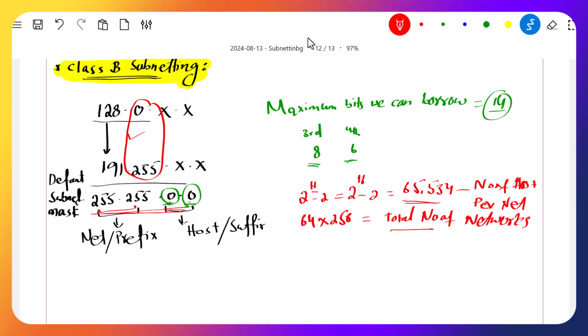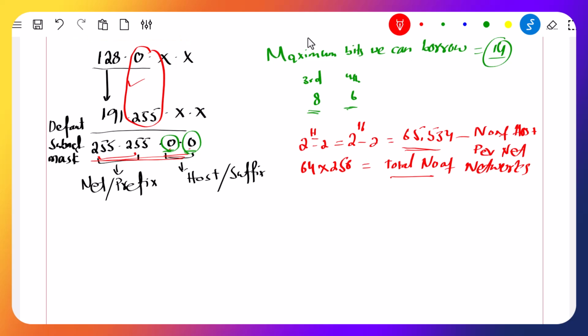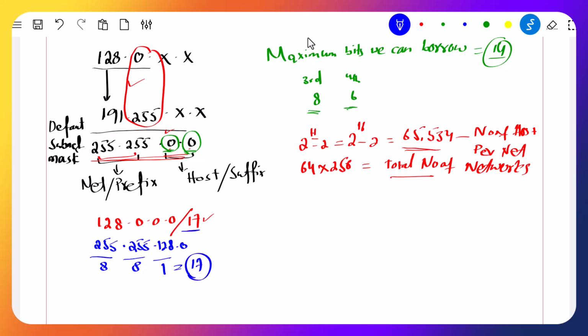Now next we are going to do subnetting, so I will borrow one bit from the third octet. What will be the CIDR value after borrowing 1 bit from the third octet? 128.0.0.0/17. This /17 means that we have borrowed 1 bit from the third octet, because /16 is the default and /17 means we borrowed 1 bit. So what will be the subnet mask after borrowing this 1 bit in /17? The subnet mask will be 255.255.128.0. Here 8 bits, and here 1 bit, so it's equal to 17. We borrowed 1 bit.